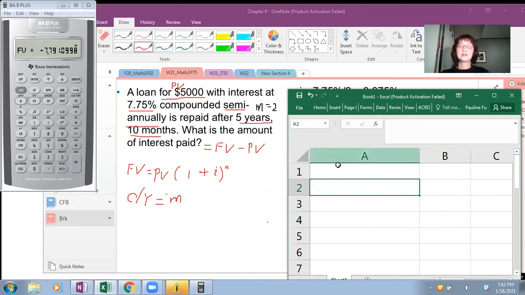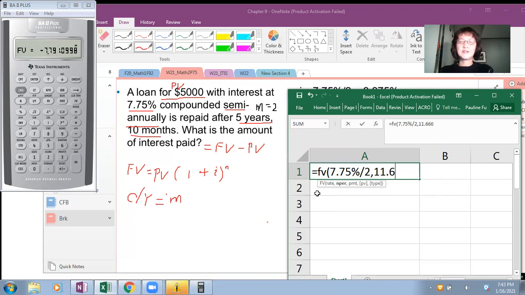All right, so the question is here, and in Excel you type in FV, future value. Rate, in Excel you have to type in periodic rate, means 7.75% divided by 2. This is periodic rate. NPER, it is 11.666667 is NPER.